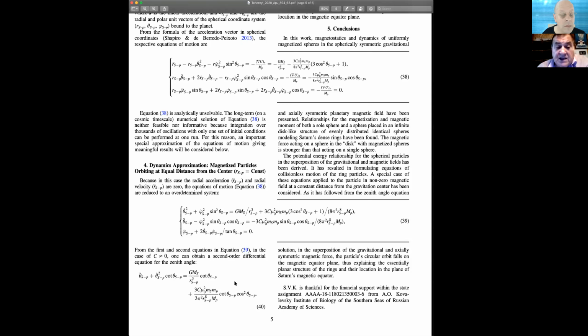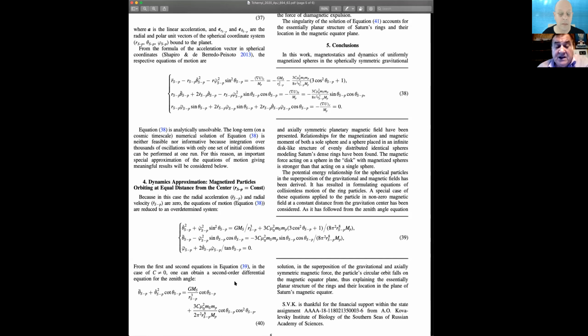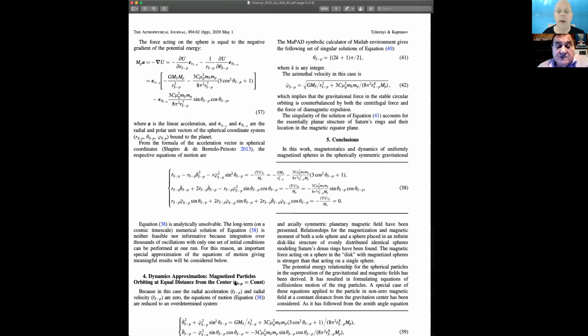And we get an expression for the azimuth velocity, presented in expression 42, which implies that the gravitational force on stably orbiting particles in the equator plane is counterbalanced by both the centrifugal force and the force of diamagnetic expulsion.